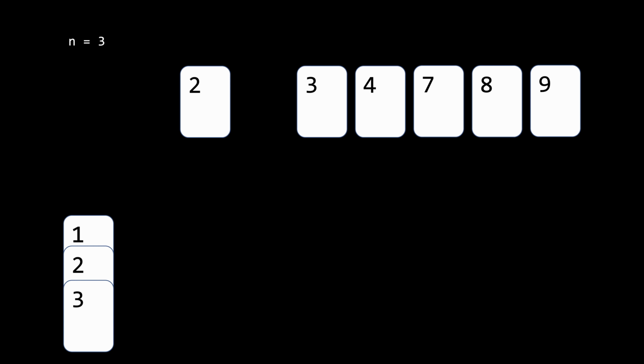Now we repeat the process for the next smallest number that is not in a group. That number is the 2. Once again, we check and see if we can form a group with 2. That group would look like 2, 3, and 4. We can, so we move these 3 cards into their own group, and now we have 2 groups.